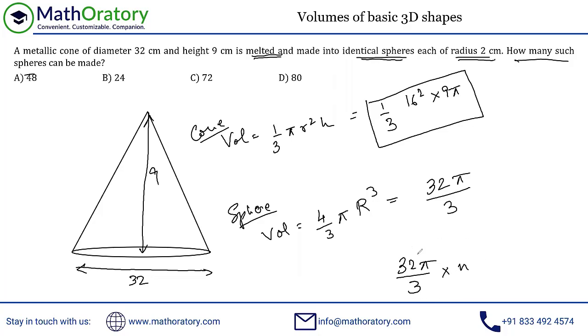And since you are melting the cone and making the spheres, no volume is actually wasted, right? So we can take this entire thing, that is 16 square into 9 pi by 3. So the pi goes off, the 3 also goes off, and let me take the 32 on this side. So we have n as 16 square into 9 by 32. Take off one of the 16s and you have a 2 left out, and then you have an 8 here. So 8 into 9, that is 72 different spheres. Pretty straightforward. All you need to know is the volume of a cone and a sphere. So that's it for this problem.